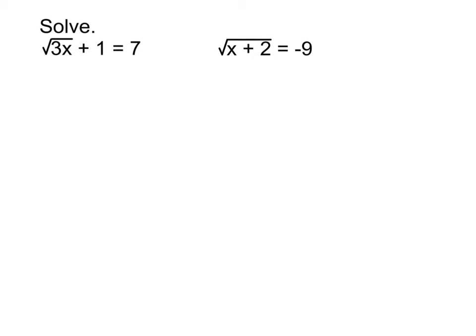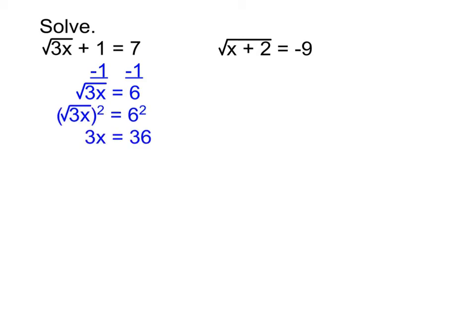All right, so for our first one, again, I want to get the radical by itself first. So I'm going to go ahead and subtract 1 from both sides. And now I have the square root of 3x equals 6. Notice the 3 is on the inside of the radical, so I can't do anything with it yet. I instead now have to get rid of the square root because that's the outermost part of the equation on that side. So I'm going to square both sides of my equation.